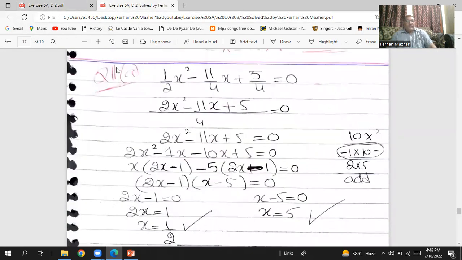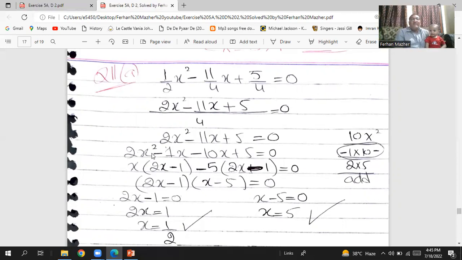So here we go. So you have 1 by 2x square minus 11 by 4x plus 5 by 4 equals 0. So we will take the LCM. The LCM will be 4. So you will have 2x square minus 11x plus 5 in the numerator, and the whole thing is divided by 4 equals 0. So that 4 will go on the other side. We will multiply with the 0. So you will have 2x square minus 11x plus 5 equals 0.